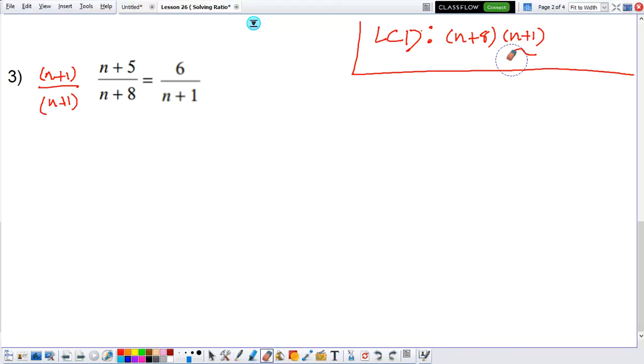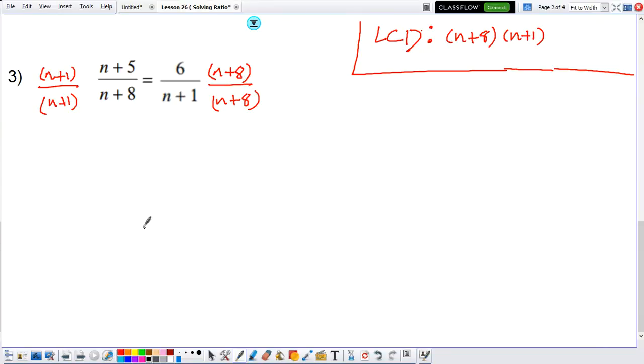That just takes care of the left side. So now let's look at the right side. On the right side, I have n plus 1. I want it to have the same as the LCD. So what do I need to multiply? I need to multiply by n plus 8. Because what you want to do is you want them to have the same denominator. So now they have this, then we can start doing our multiplication now.